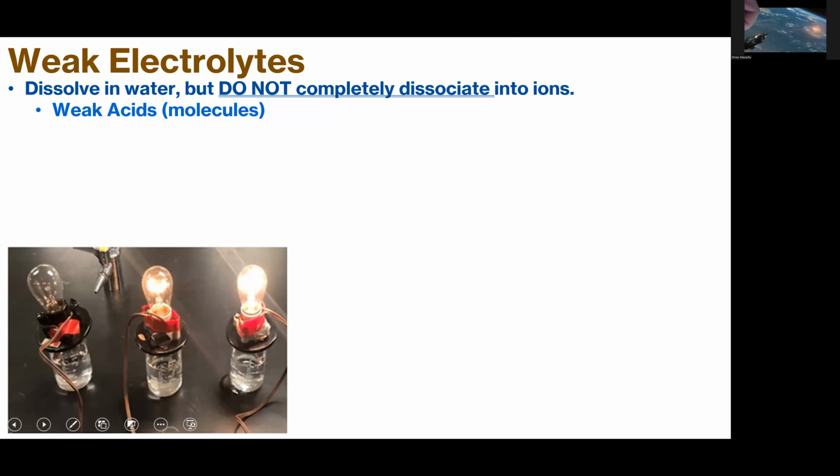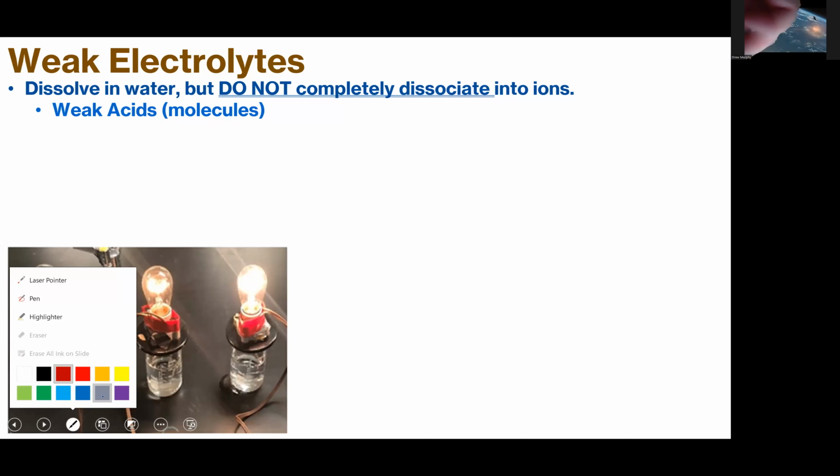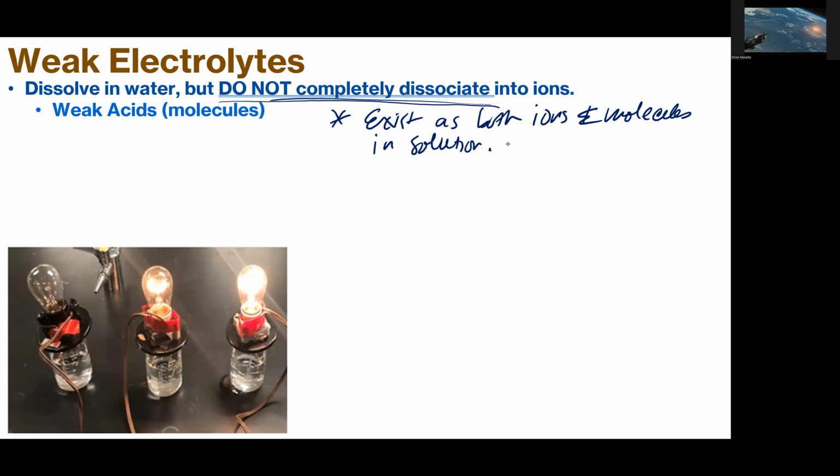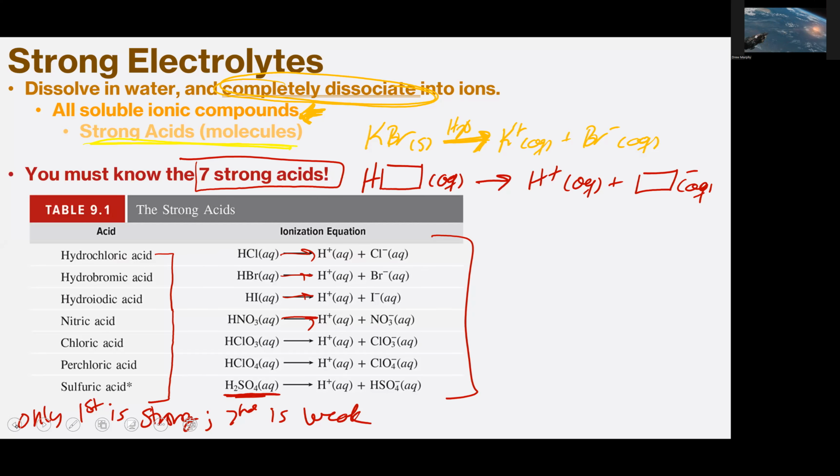Weak electrolytes do not dissociate completely, so they're going to exist as both ions and molecules in solution. We can classify our weak electrolytes as either weak acids or weak bases. Our weak acids are anything that is not one of the 7 strong ones that we see here.